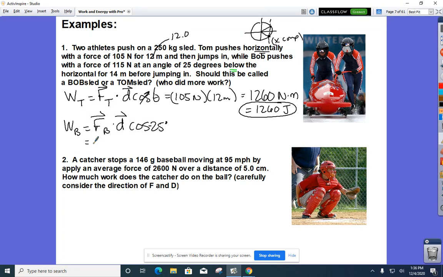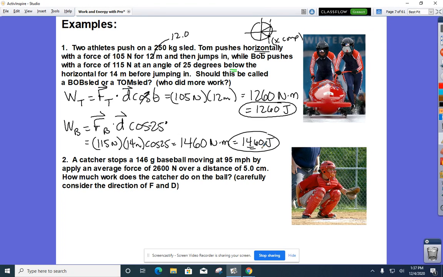So Bob pushes with more force, 115 newtons. A different distance, that's 14 meters. But we have to consider the cosine of that angle. And so when we put in all that stuff to determine his work, I'm getting about 1460 newton meters, or 1460 joules. So let's go ahead and call it a bobsled, since Bob actually did more work in that problem.